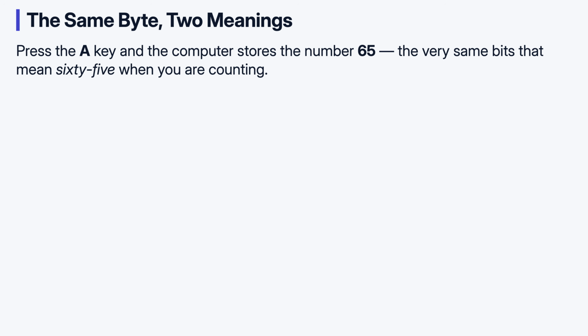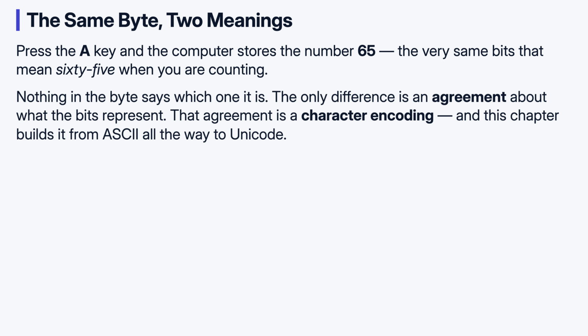Press the A key and the computer stores the number 65. That is the exact same bit pattern that means the quantity 65 when you are counting. Nothing inside the byte tells you which one is meant. The only difference is an agreement about what the bits represent. We call that agreement a character encoding, and this chapter builds it up from ASCII all the way to Unicode.